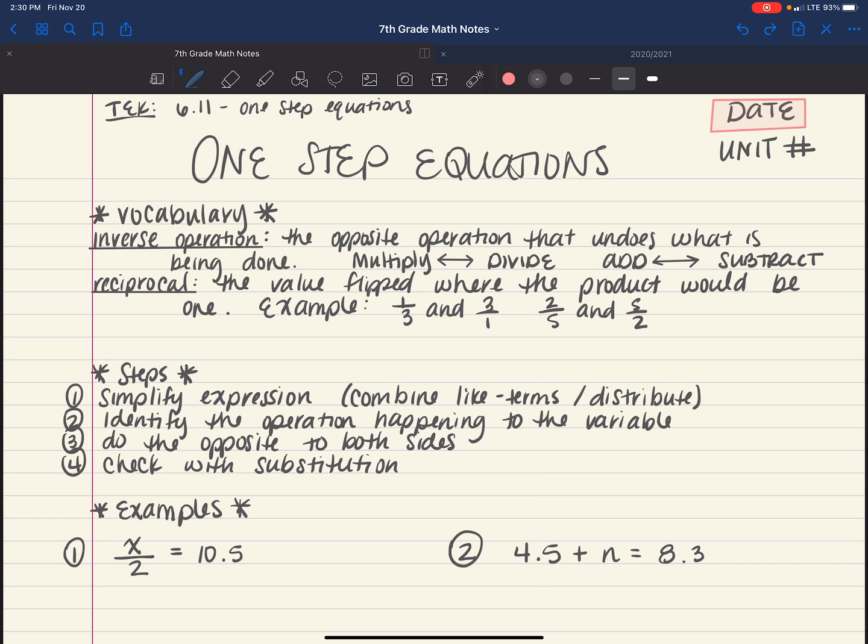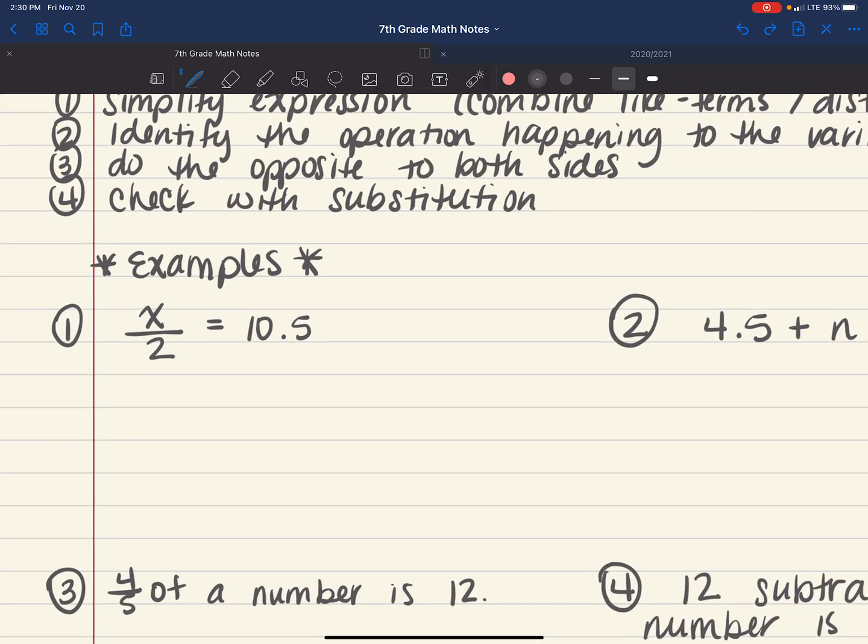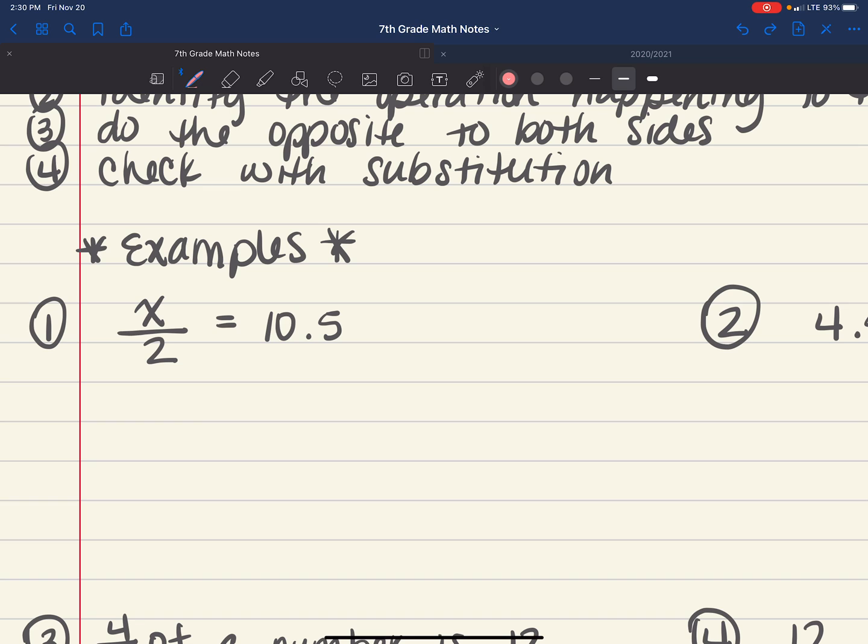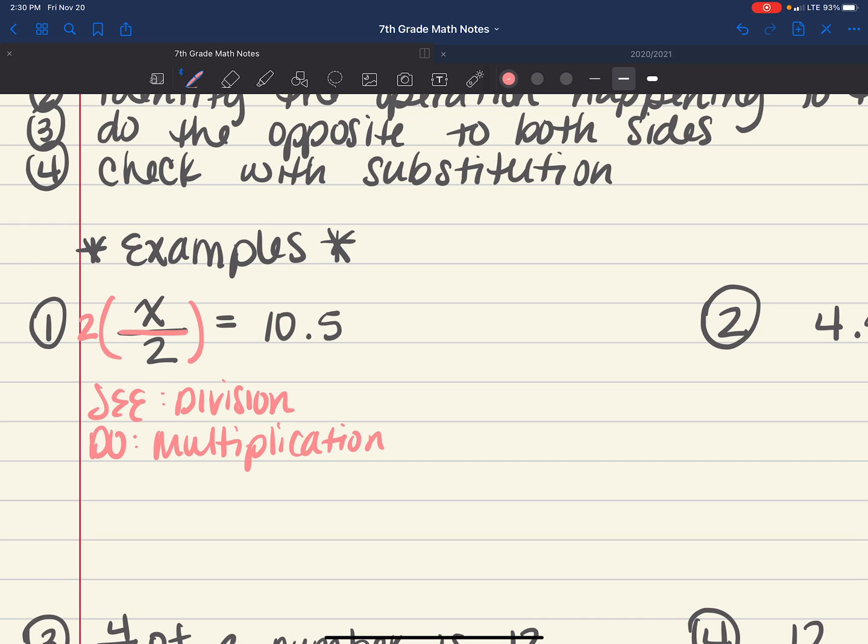All right, guys, let's actually just jump into these examples. Example number 1, what do I see happening to x? Well, I see that there is this fraction bar here, which means divide. So I see division, therefore I'm going to do multiplication. And I'm going to multiply both sides by 2. So we see here, these would cancel each other out. So all the math that I have to do is 10.5 times 2.